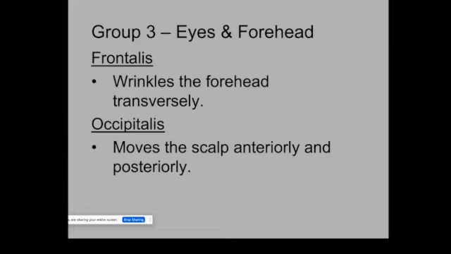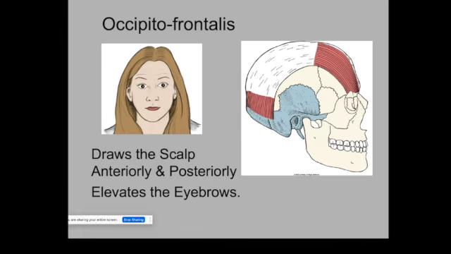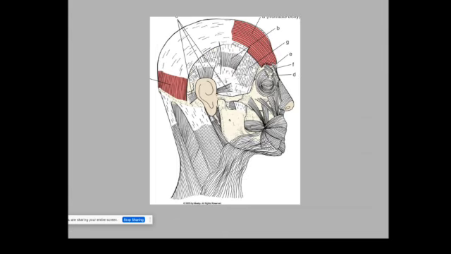Frontalis wrinkles the forehead transversely, and the occipitalis moves the scalp anteriorly and posteriorly. A lot of times they lump it together and call it occipitofrontalis because you see the muscles in the front and the back draws the scalp anteriorly and posteriorly when these muscles contract. It elevates the eyebrows as well. That's why it is the occipitofrontalis.